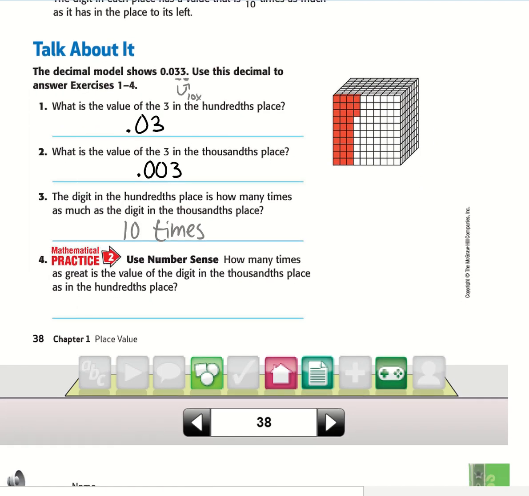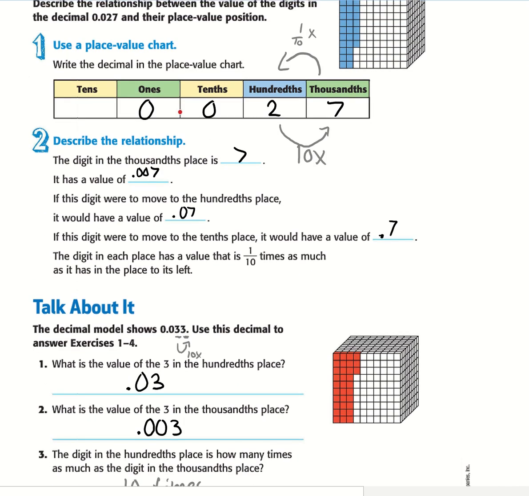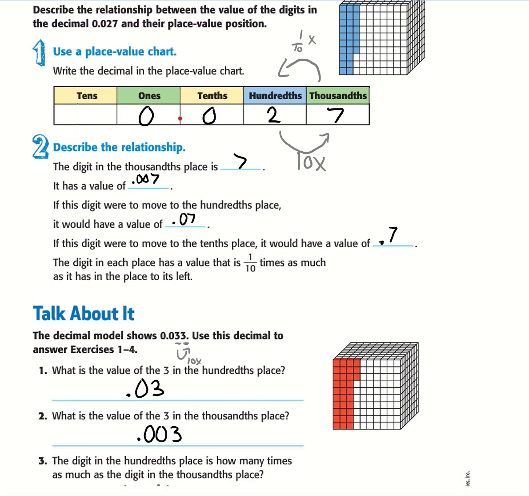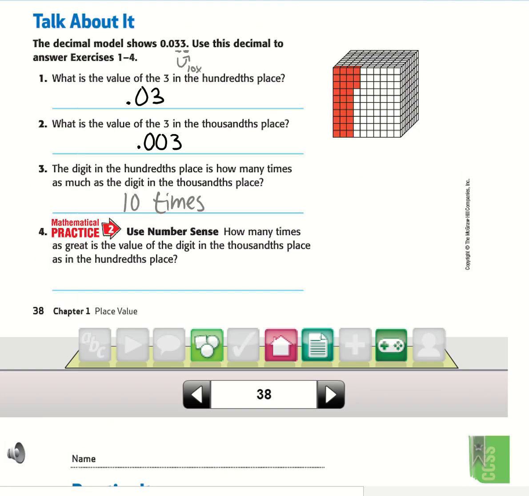Number 4, use number sense. How many times as great is the value of the digit in the thousandths place as the hundredths place? So from the thousandths place to the hundredths place, we know that's going to be 1/10 times as much.